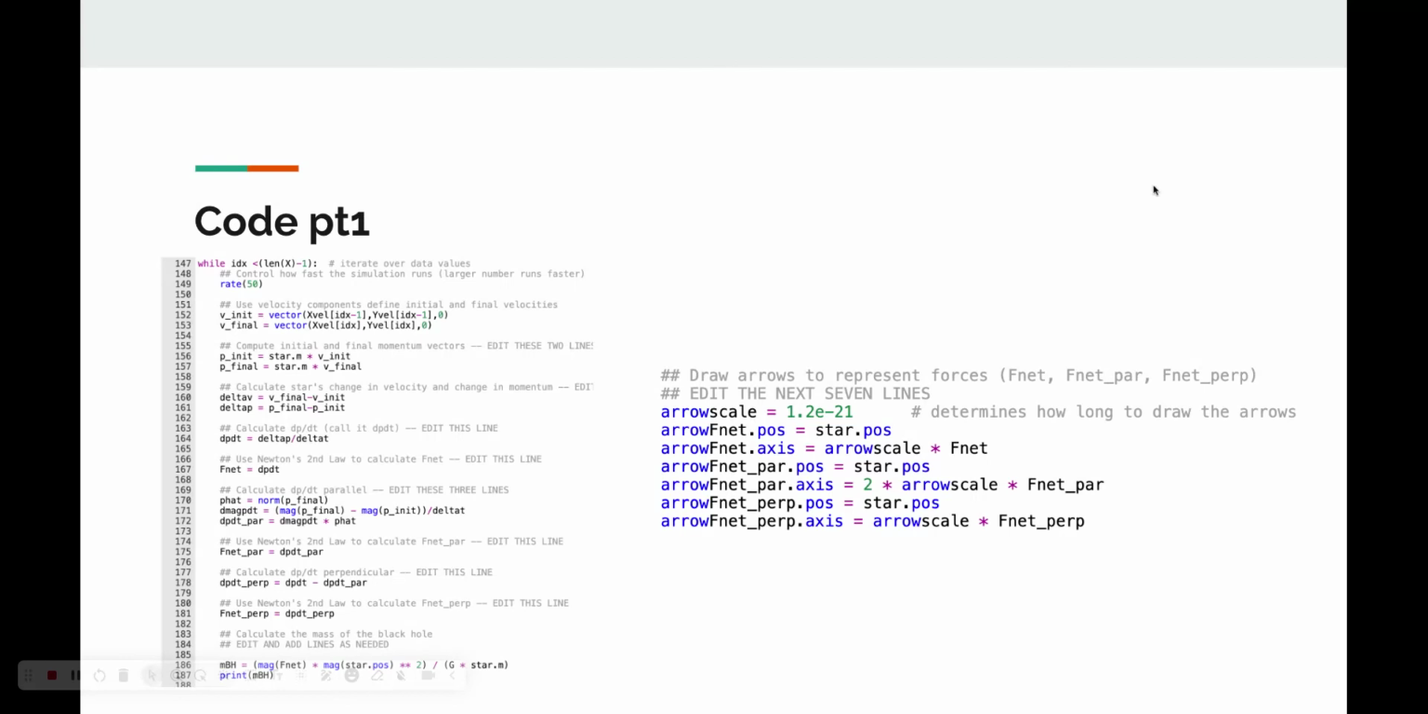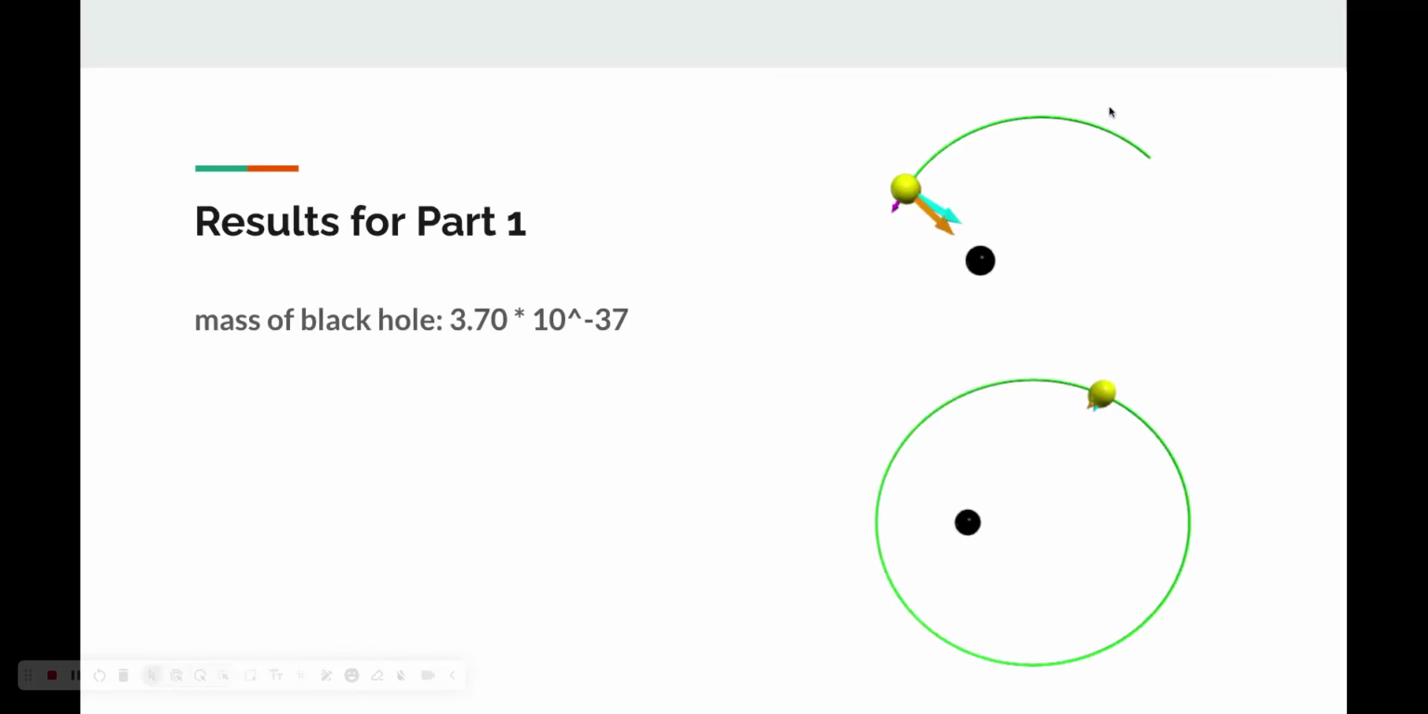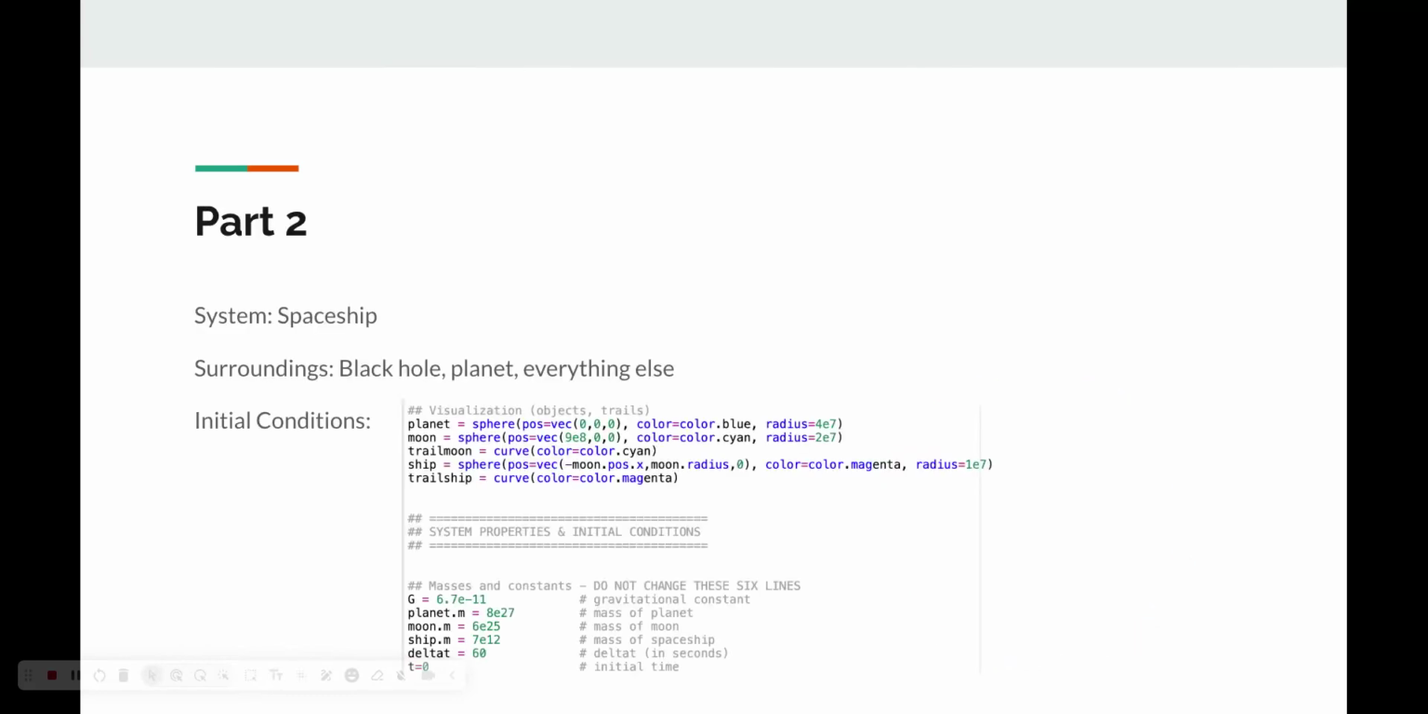The mass of the black hole can then be found by manipulating the universal gravitational law, where you can find the mass of the black hole by simple algebra. Also, arrows were used to visualize the effect that the black hole had on the star, given by the code on the right. The result from part 1 was that the mass of the black hole was 3.7 times 10 to the 37th kilograms. This was found by running the simulation with different time steps and taking the average, using Excel, of all of the masses found by the while loop.